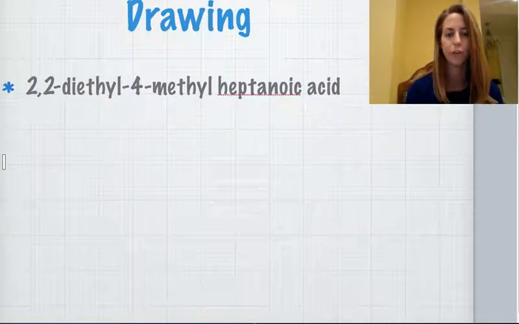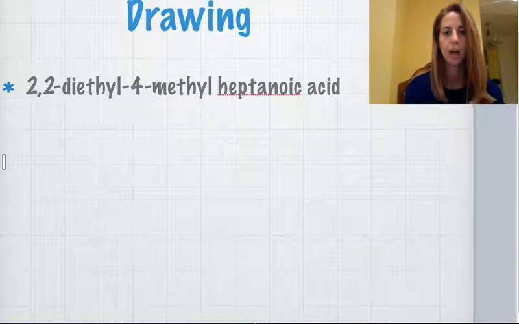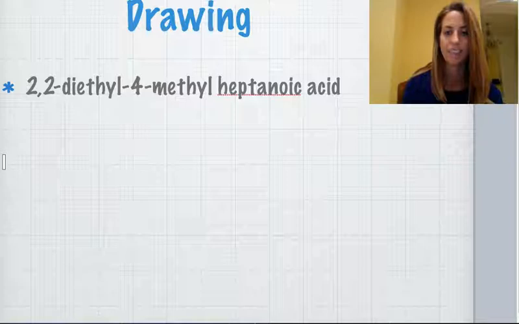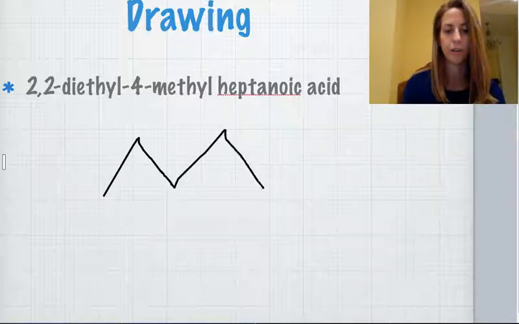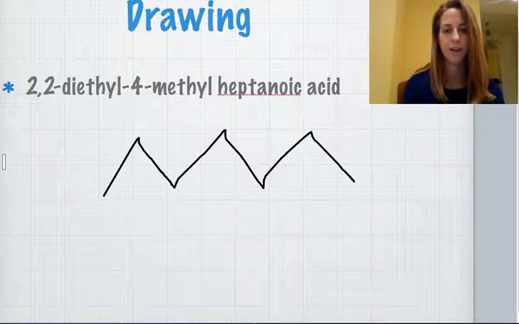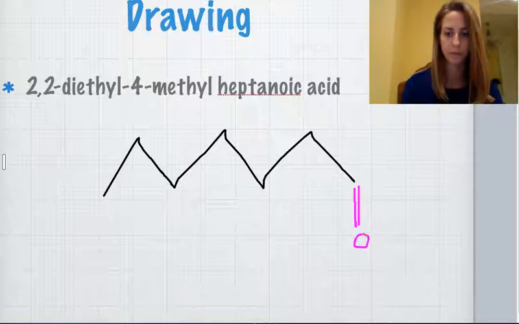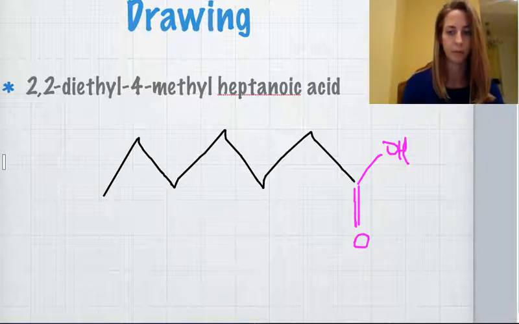This one is a little bit more complex. It has quite a few more substituents. First thing, again, start off with your longest carbon chain. We have heptanoic acid, hepta meaning 7. So we'll have 1, 2, 3, 4, 5, 6, 7. Oic acid meaning we'll have a carboxyl group, which will be a final carbon double bonded to an oxygen, and a hydroxyl group right here. That whole thing is your carboxyl group.